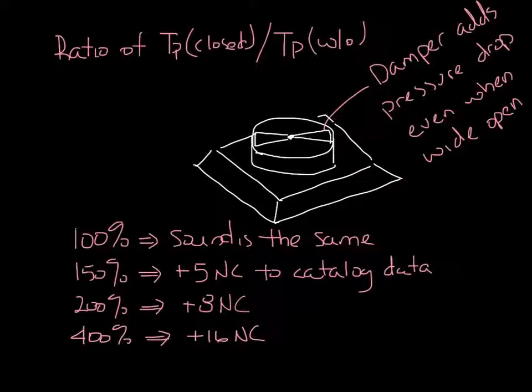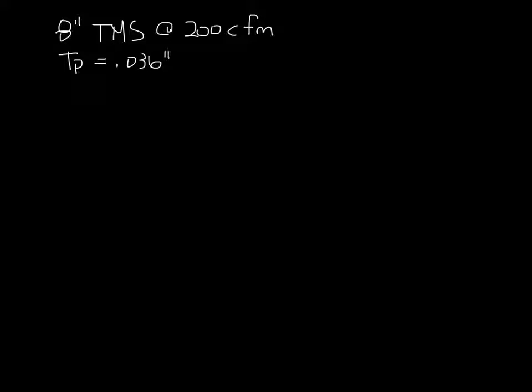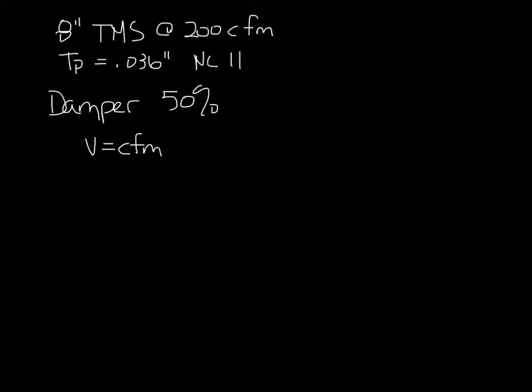Okay, so let's scoot this up out of the way for a minute. Let's say you have a round damper in the neck of an 8-inch TMS diffuser. At 200 CFM, the catalog says the total pressure is 0.036 inches and it has NC 11. So now if you close the damper to 50% at that same 200 CFM, let's look at what happens to the pressures. We'll start with the velocity equals CFM divided by the area.